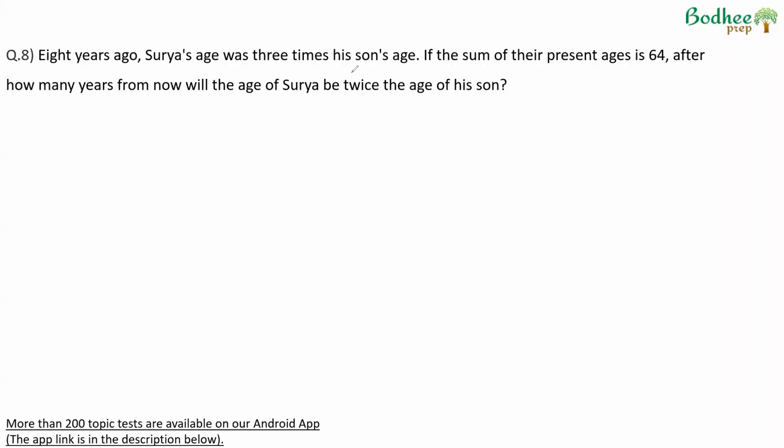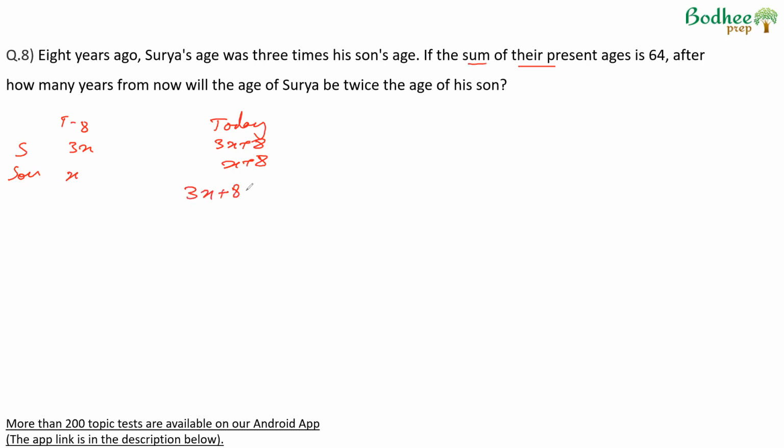8 years ago, Surya's age was 3 times his son's. So if the son was x 8 years ago, Surya was 3x. Today their ages will be 3x plus 8 and x plus 8, as 8 years will be added to both their ages. The sum of their present ages is 64.